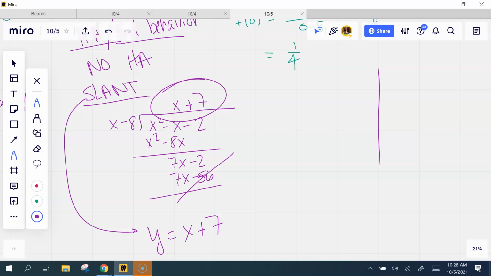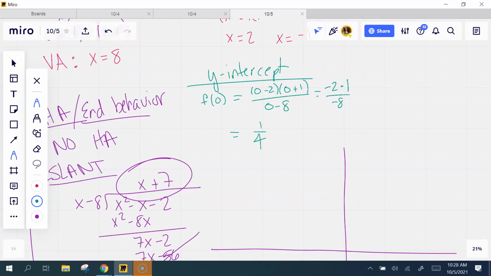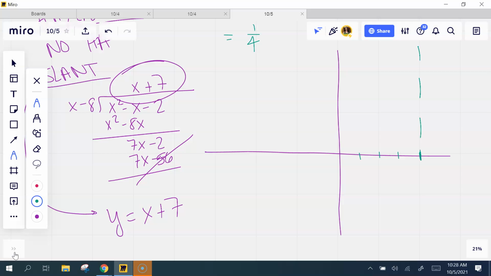Yes, so I'm going to graph it and look at the graph to try to find the range. But I want to think about a couple of things first. Let me just put on here what I know. I know I have a vertical asymptote at 8. Do we all agree there? 2, 4, 6, 8. I know that I have a slant asymptote at y equals x plus 7.